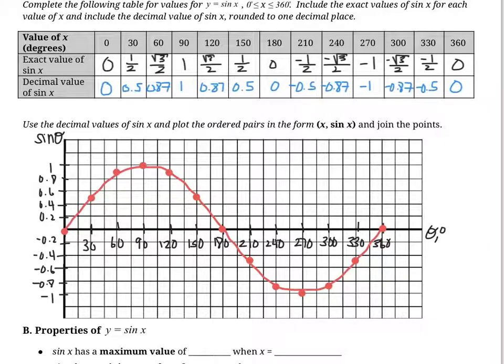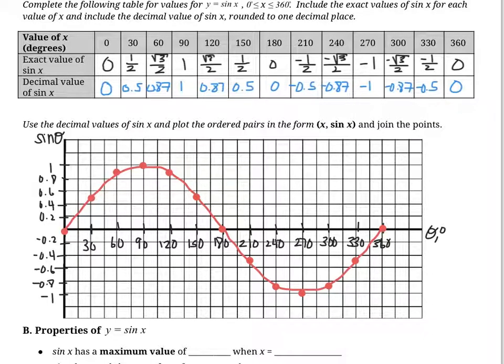So moving forward, we're going to have to be able to graph this very quickly, because we're going to apply transformations to it. On top of that, we're going to use this graph to model real life situations. So we have to be able to graph this fairly quickly.